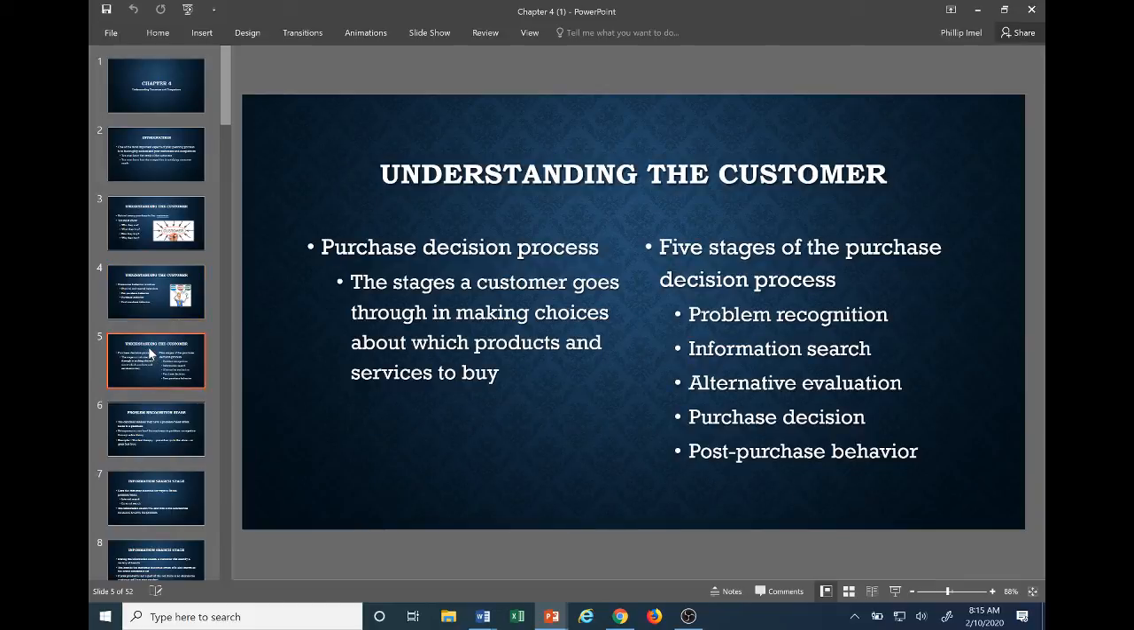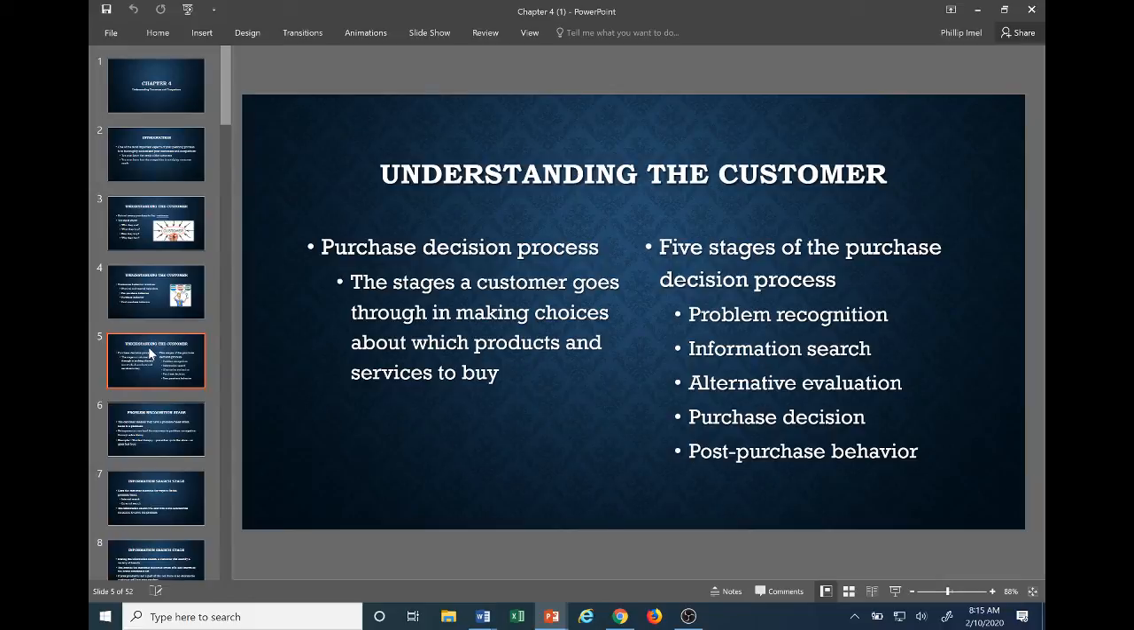Understanding the customer. The purchase decision process is the stages a customer goes through in making choices about which products and services to buy. It says here that there are 5 stages in the purchase decision process. We have problem recognition. So obviously the consumer is going to realize that they have a problem, right, when they're doing the decision process to purchase their good or service.